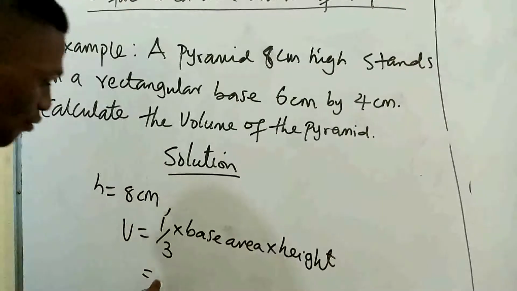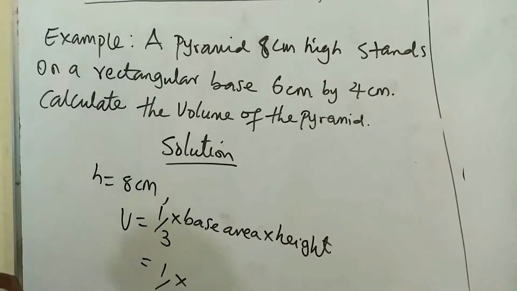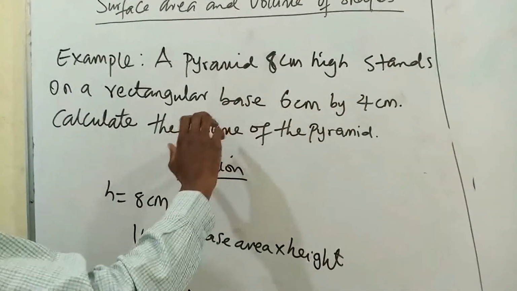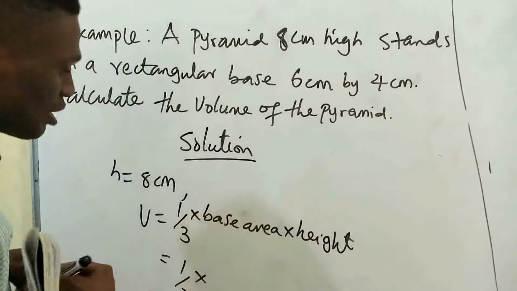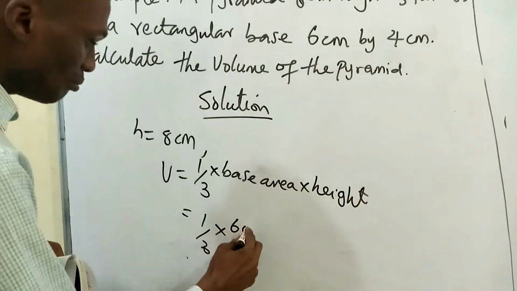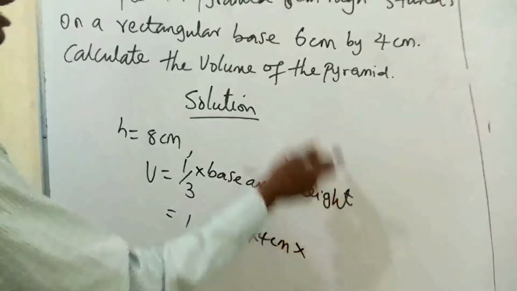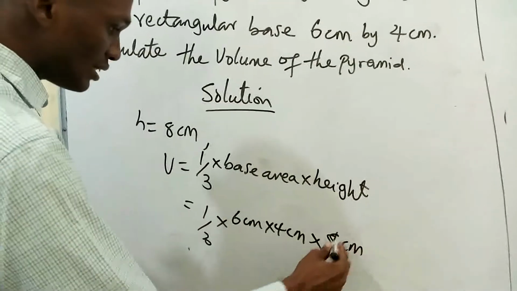So we have 1 over 3 times, this one is a rectangular based pyramid, and we know that the base is a rectangle and the area of the rectangle is length times breadth. That's 6 cm times 4 cm. Then times our height of 8 cm.